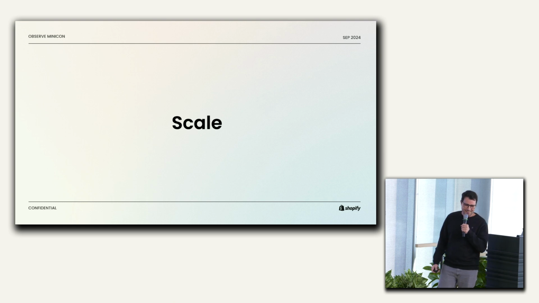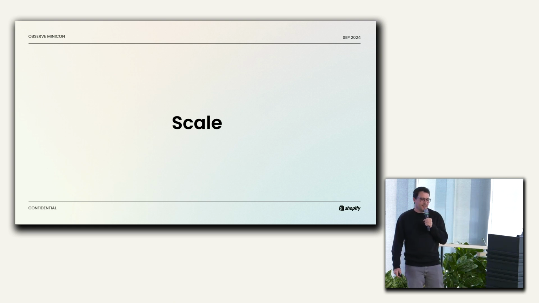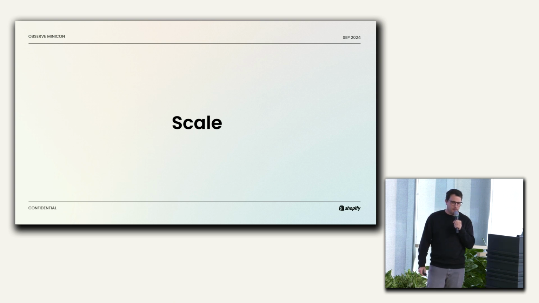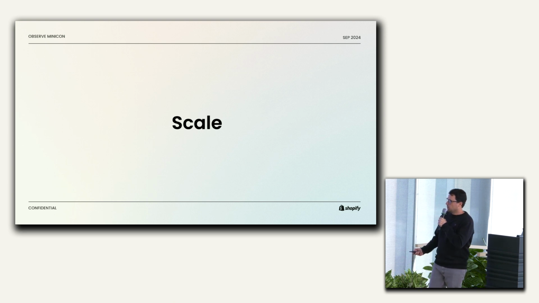Scale. Let's talk about scale. We learned the hard lesson while building observed metrics, right? You have heard this word many times today, and we are going to hear it even more. We knew from the get-go that the biggest challenge would be Shopify scale. So let's look at some numbers.